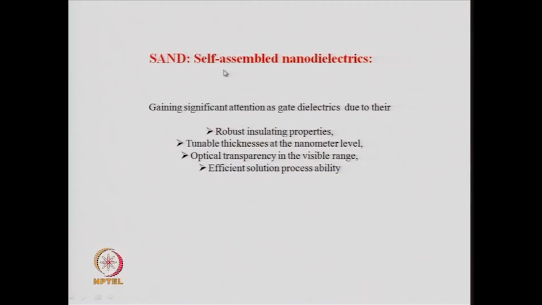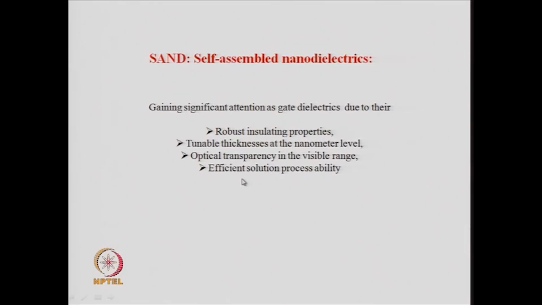And since it is possible, if you have particles in the nanometer scale, it is much easier to tune the thicknesses at the nanometer scale. So, in these self assembled nanodielectrics, this property of controlling the thickness at the nanometer level is very important, apart from the insulating properties. In addition, these can be made optically transparent in the visible. That means they do not absorb any energy in the visible range of the electromagnetic spectrum. So, that is another important property.